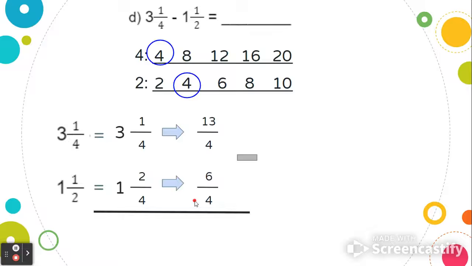We're now able to subtract these fractions. We have 13 fourths minus 6 fourths gets us 7 fourths. But you'll notice the numerator is larger than the denominator, so that means we can take out at least one whole. So we can say here, 7 fourths is equal to 1 3/4. If we wanted to check our work, we could say 4 times 1 is 4, plus the numerator 3 is 7, which is what we started with. So our answer is 1 3/4.